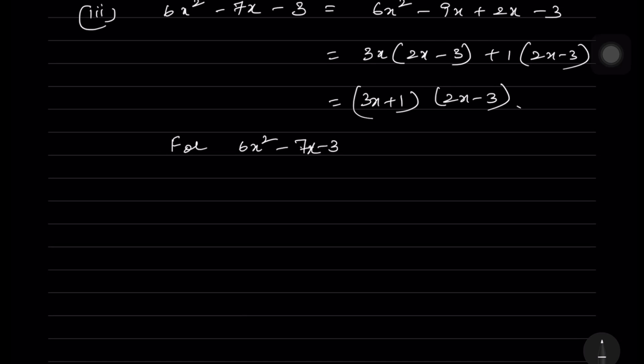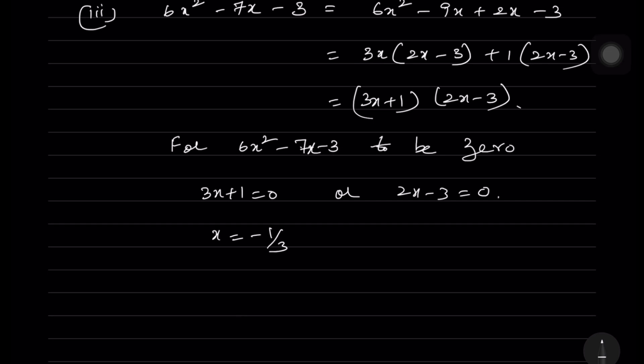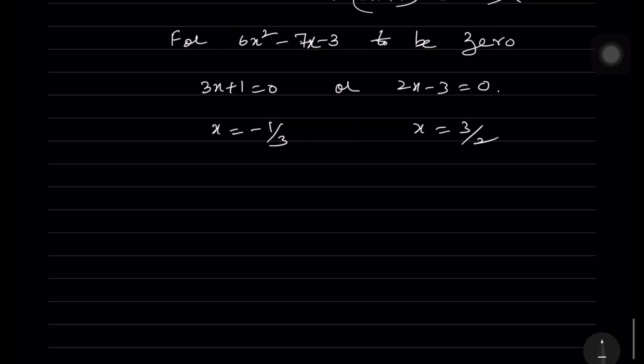So for this to be equal to 0, you should have either 3x plus 1 or 2x minus 3 equal to 0. One of them should be equal to 0. So from this you get two zeros, that is x is equal to minus 1 by 3, and x is equal to 3 by 2.